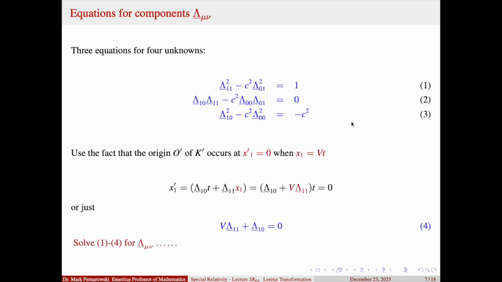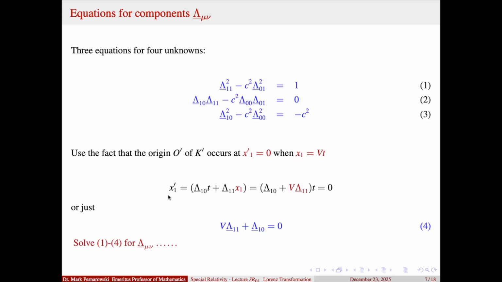This is 3 equations for 4 unknowns. There are 4 coefficients in the matrix that are unknown, so that's not enough. We need one more equation. To get it, we note that by the definition of the problem, the origin in K prime is always fixed in that reference frame. x1 prime is equal to 0. But that means in K, it is given by the formula x1 equals v times t.